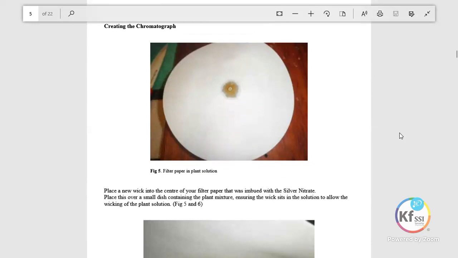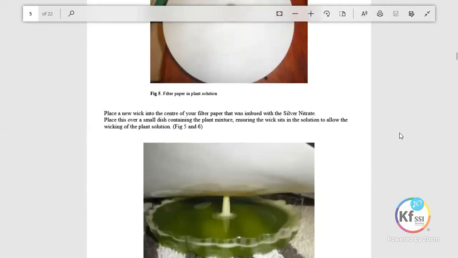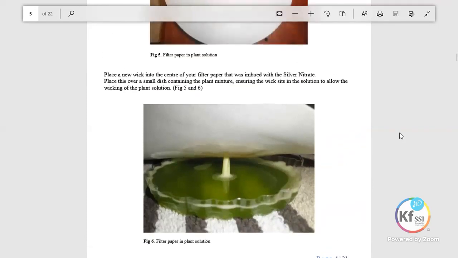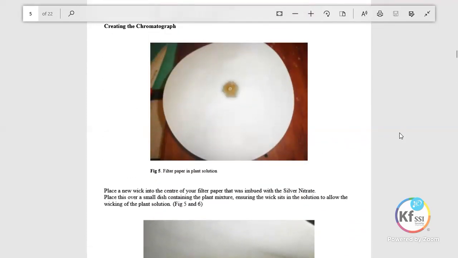Now we start creating the chromos. We take that solution, and we've got our filter paper, which has been impregnated with silver nitrate. Then we put a new wick in, and we pour some of that plant solution and allow it to wick up into the filter paper, as shown there in that picture.